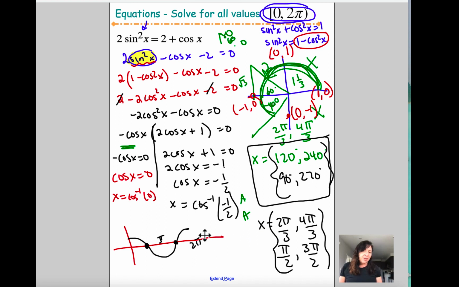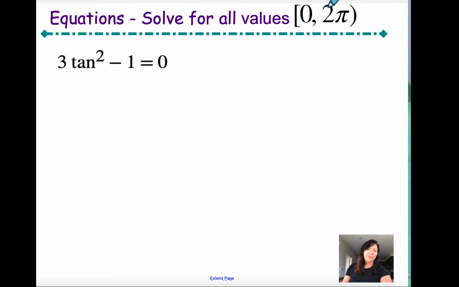Just keep in mind that had one of my answers been 2 pi, you can't use 2 pi because remember, from up here, from the values that they said I had to solve for, a parenthesis means not including. So it's not including 2 pi, everything else. Cool. This says solve for all values, again, 0 to 2 pi, not including 2 pi.